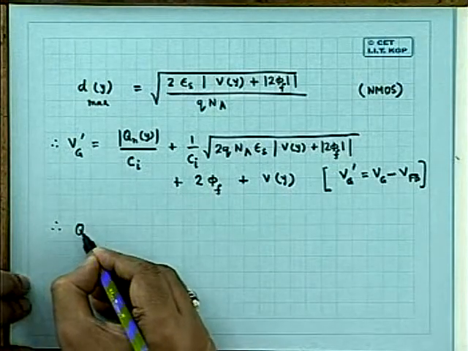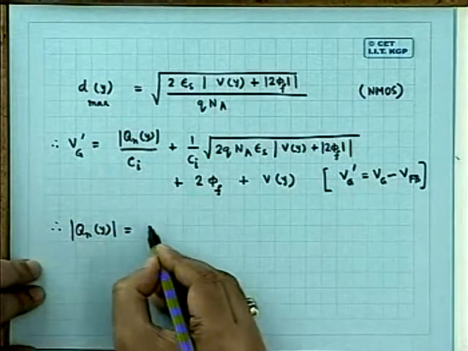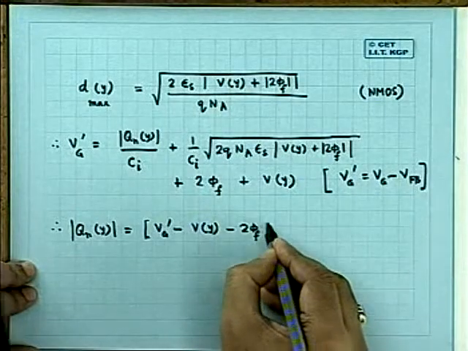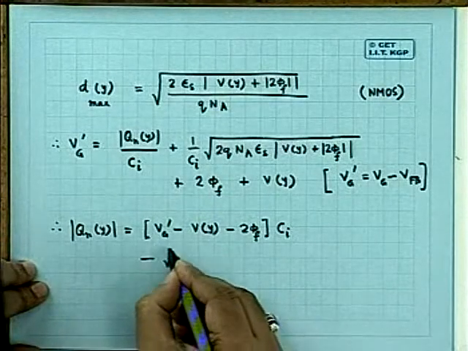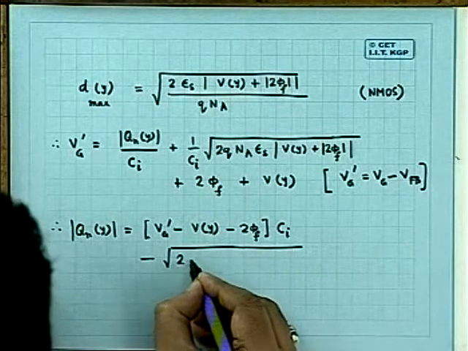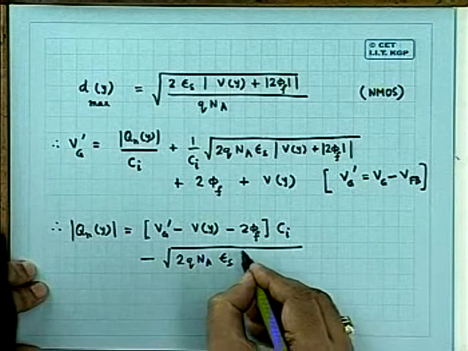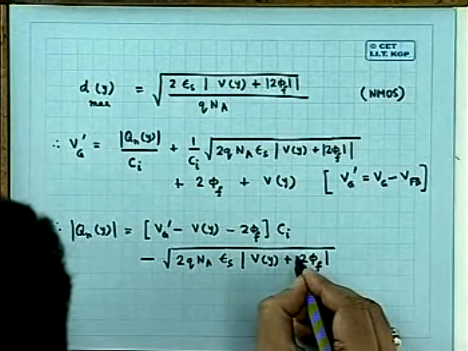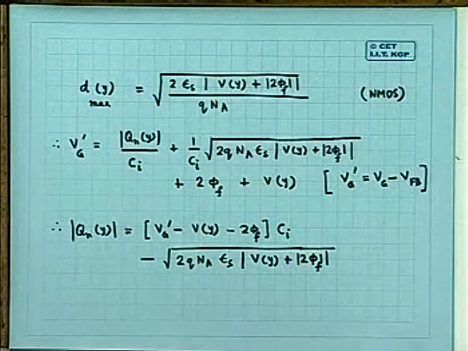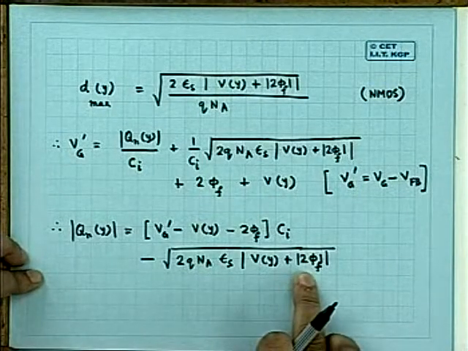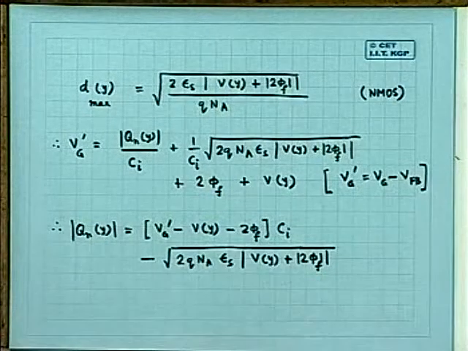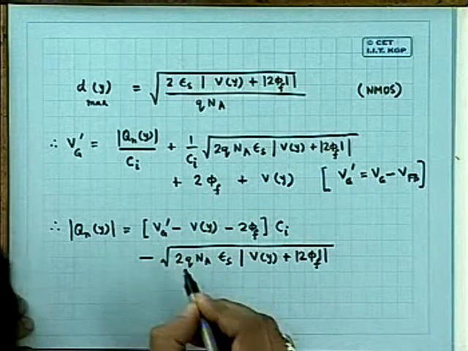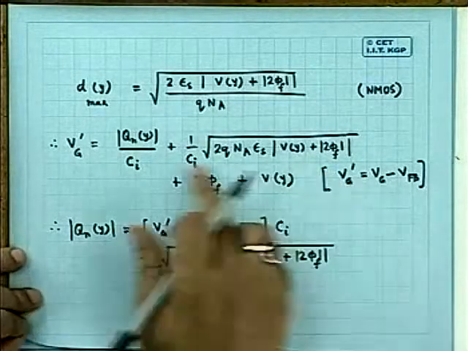And therefore you can write Qny as Vg dashed minus Vy minus twice phi f, times Ci, minus square root of twice Qna epsilon s. I am always writing the modulus because twice phi f, this is valid for this, and it has to be kept very clearly in mind. Why the modulus sign has been shown under the square root, you must understand carefully. So you got this expression for Qny from this rather simple thing.